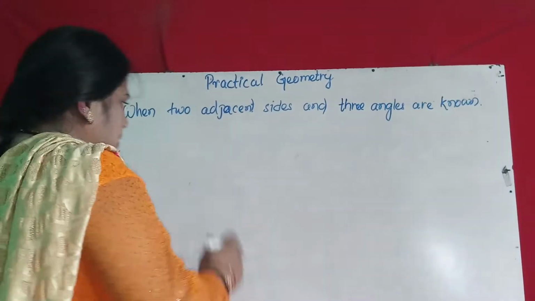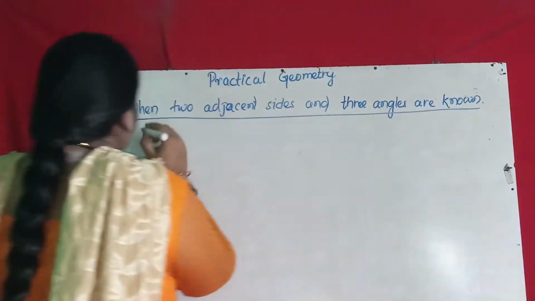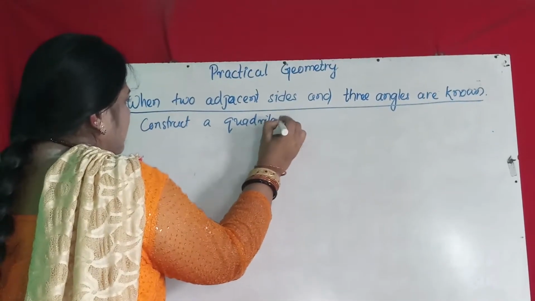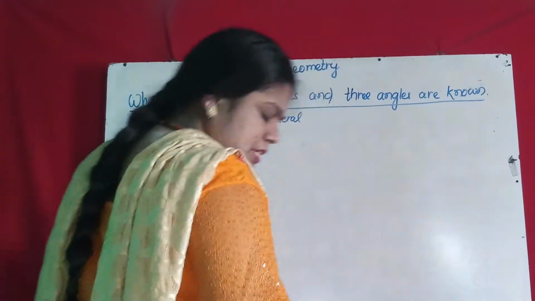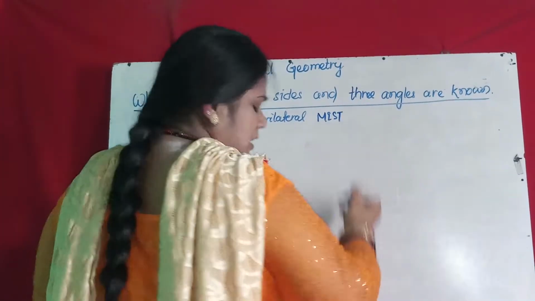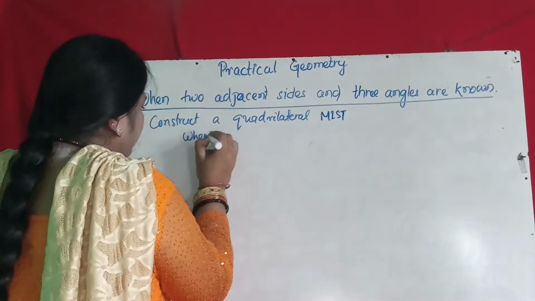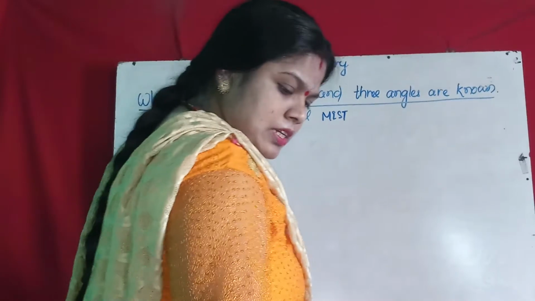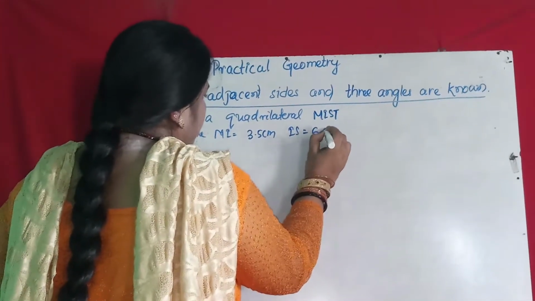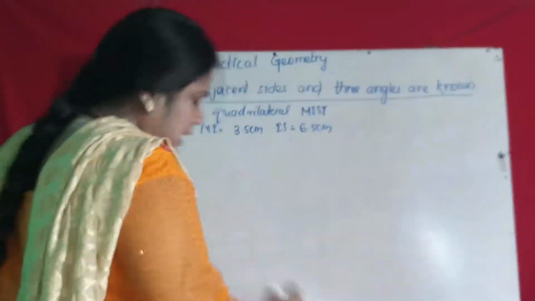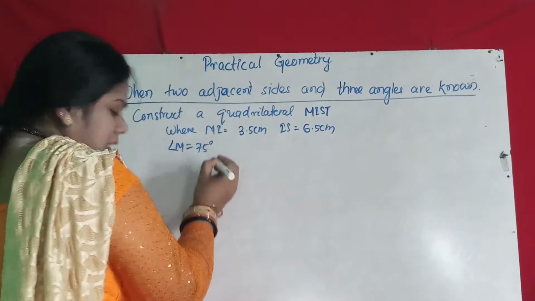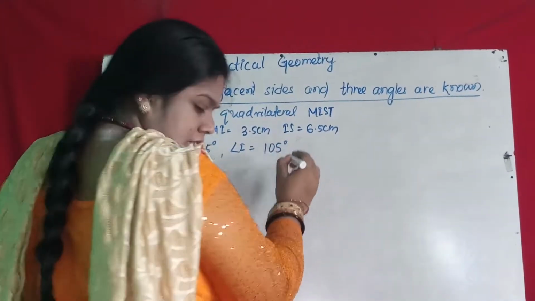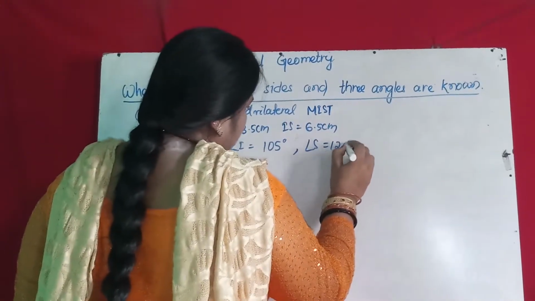So your question is, construct a quadrilateral that is MIST, M-I-S-T, where MI equal to 3.5 cm, IS equal to 6.5 cm, then angle M equal to 75 degree, then angle I equal to 105 degree, then angle S equal to 120 degree.